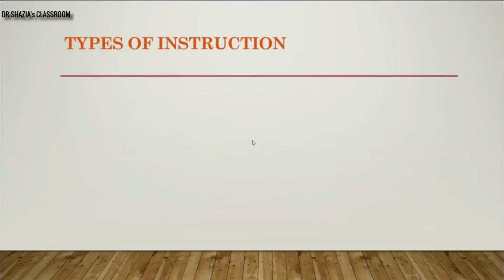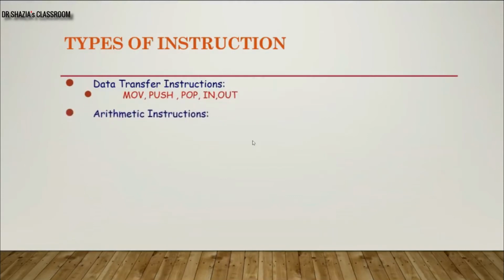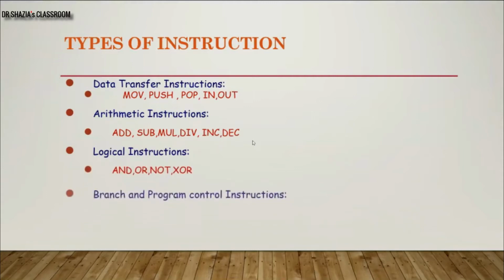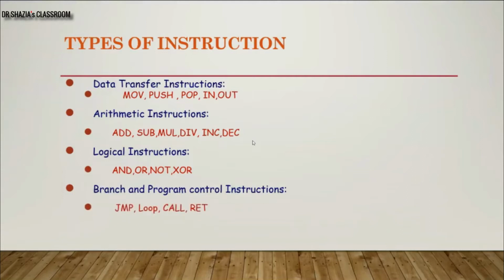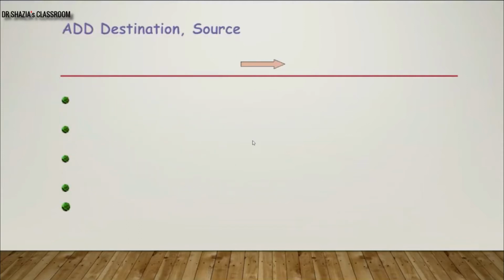As we have already discussed the types of instructions, I'll just quickly go through that. The types of instructions are data transfer instructions, arithmetic instructions, logical instructions, and branch and program control instructions. So today we are going to talk about arithmetic instructions. Under this, the first thing we are going to take is the add instruction.